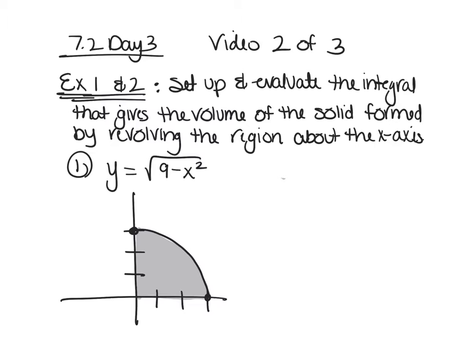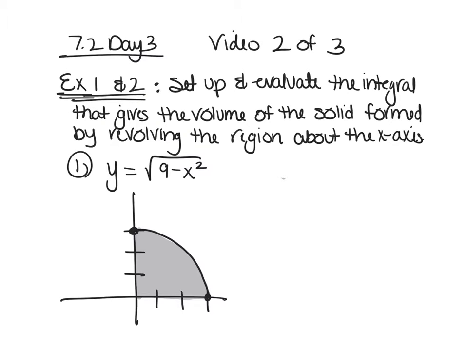So it says, set up and evaluate the integral that gives the volume of the solid formed by revolving the region about the x-axis. For number 1, it is the function y equals the square root of 9 minus x squared. Sometimes you won't be given a picture. I'm giving you a picture right now with the curve, because we know that the square root of 9 minus x squared does go into the negative. So if that's all it was, you would have to draw the whole thing. But I'm giving you this picture so we know where to start.